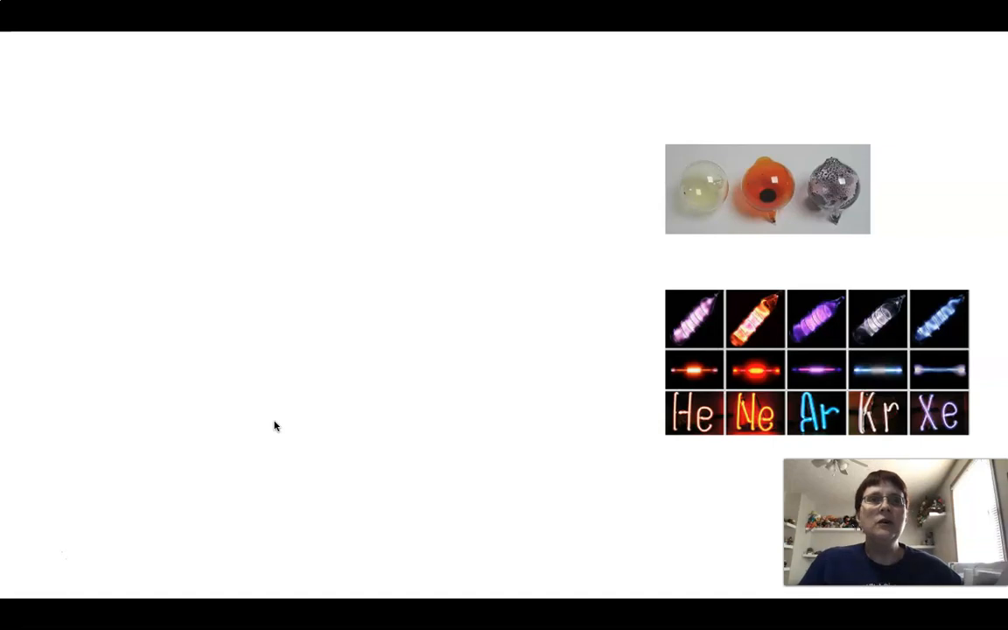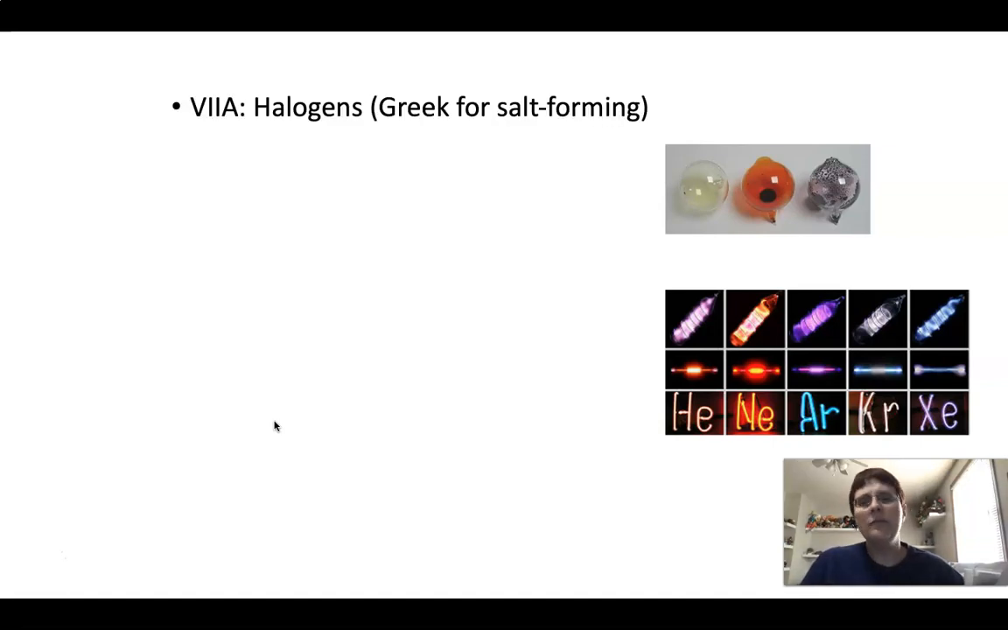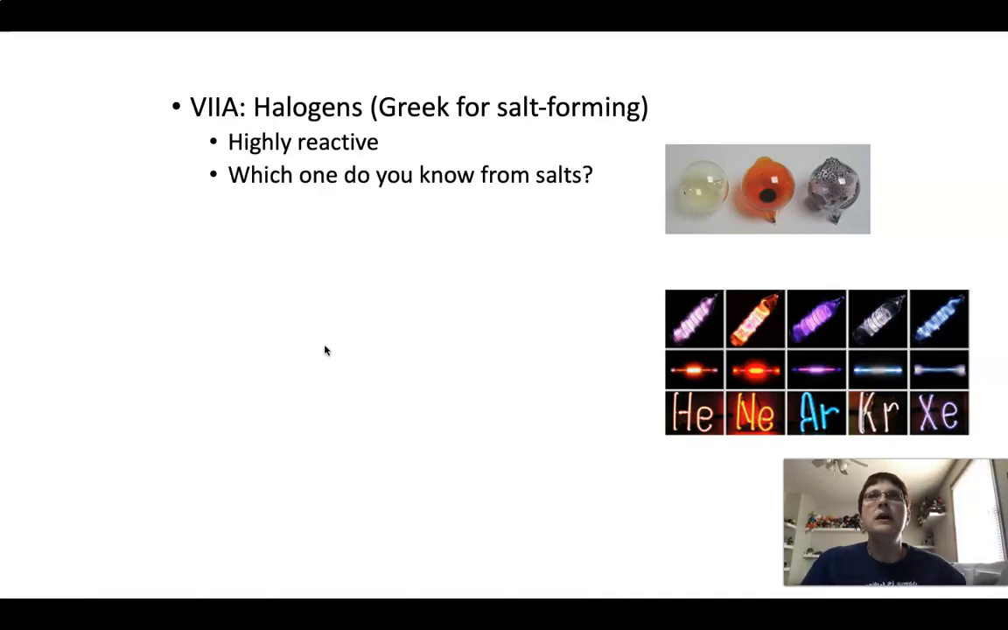We've got two more major families, the halogens. So this is 7A. These guys are Greek for salt forming. And that's because these are commonly found in salts. They're highly reactive, and we'll see in the next chapter why that is the case. But which one of these do you know from salts? So we've got the three best known of the halogens here. We saw this picture earlier. So we've got chlorine, bromine, and iodine.